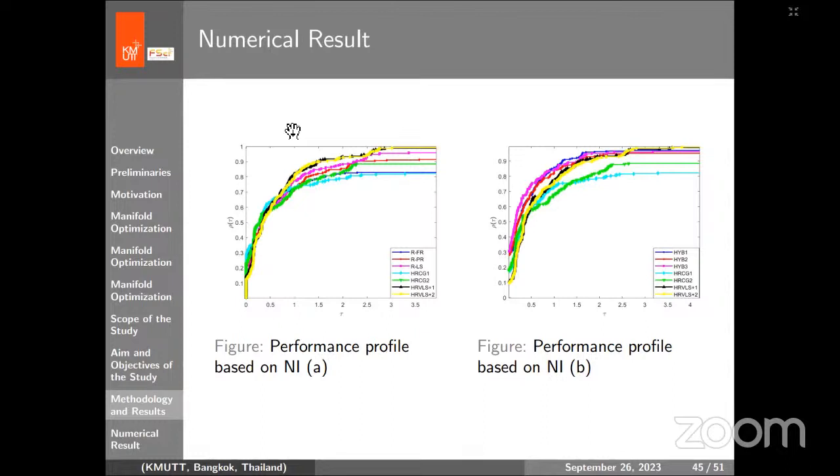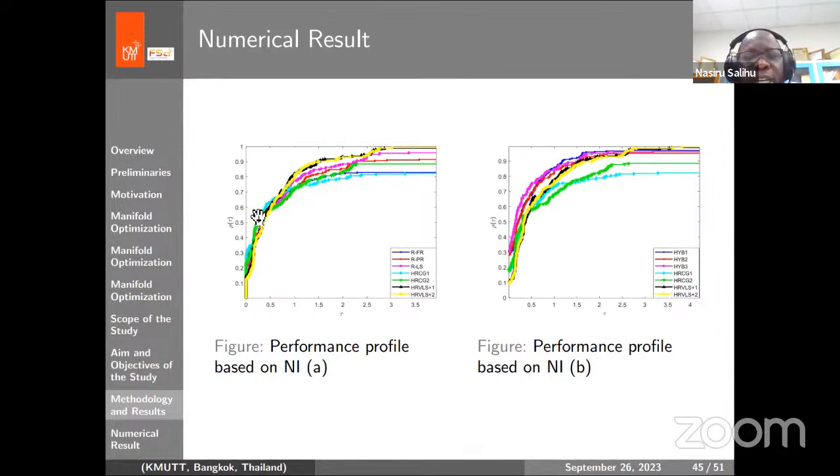So I'm still wondering, because sometimes when the report is represented using this Dolan and Moré performance profile, it's a little bit difficult to characterize which method is better than the other. So I'm wondering, can you maybe explain between these plots which one is used and which one is not used, and so on.